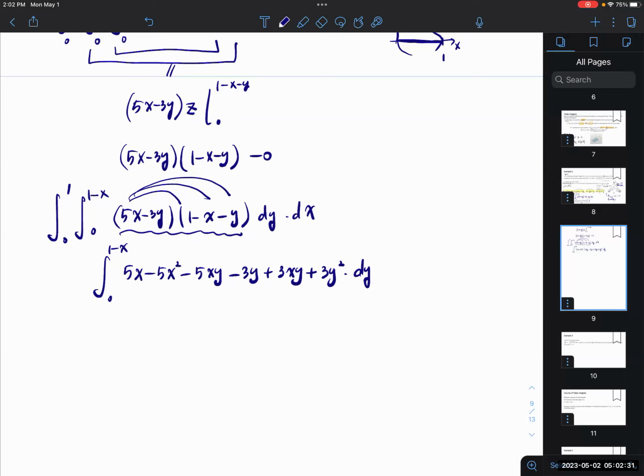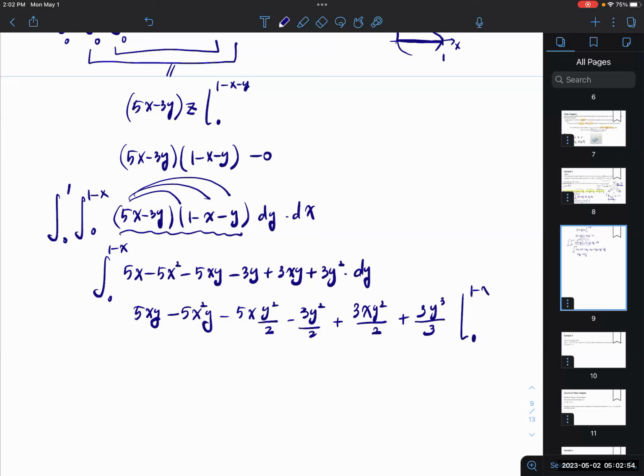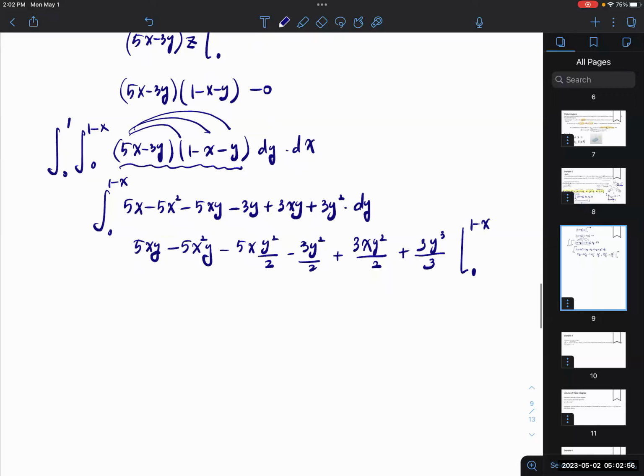So let's do the work. 5x and 5x squared are constants, so we get 5xy, minus 5x squared y, minus 5xy squared over 2, minus 3y squared over 2, plus 3xy squared over 2, plus 3y to the third over 3, evaluated from 0 to 1 minus x. It's going to get complicated, but I'm just showing you one time, and then the rest of the work will be very much the same. So anyway, let's simplify.